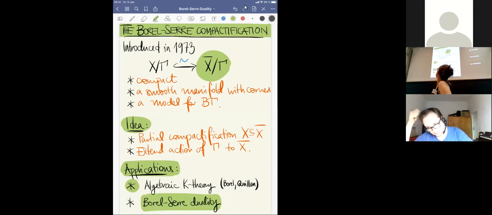Mikala, are you saying that it's not compact before? It's not compact before, no. So partial compactification is not a well-defined thing. It's just reflecting the idea of what you do, but it's not compact. X bar is not compact, but the action is co-compact.